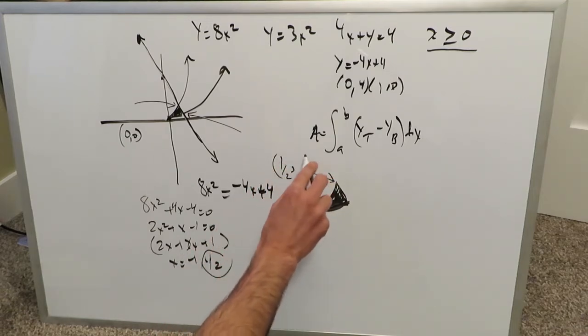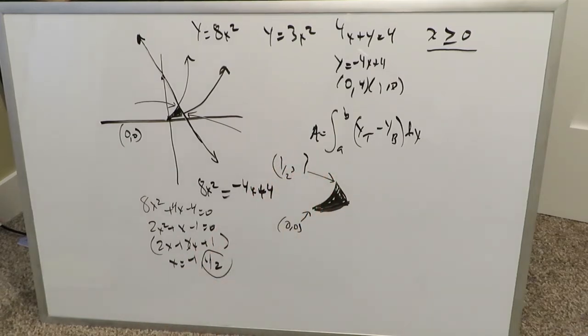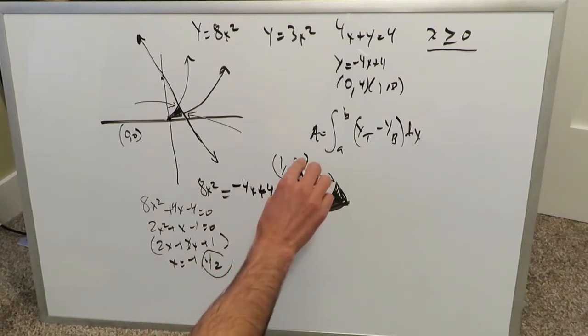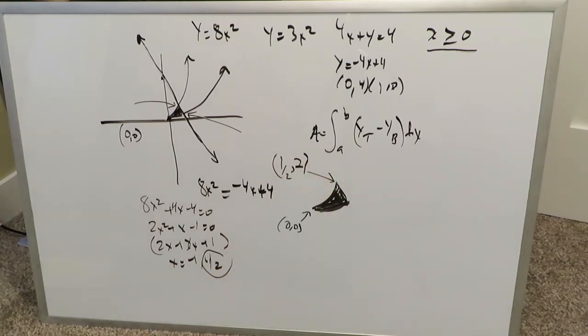We have to find the y coordinate of this intersection pair. How are you going to find that? Just put 1 over 2 right in this equation over here, or you put 1 over 2 in here. You'll get 2. 1 over 2 comma 2. We basically don't need to find these coordinate pairs. All we need to do is find these x-axis values only.